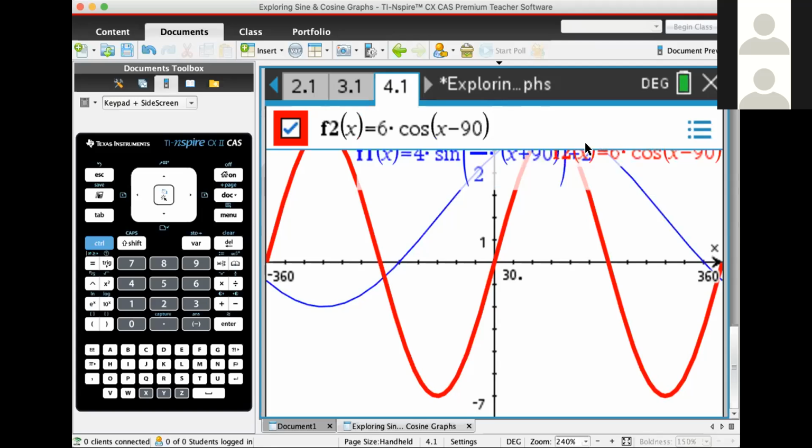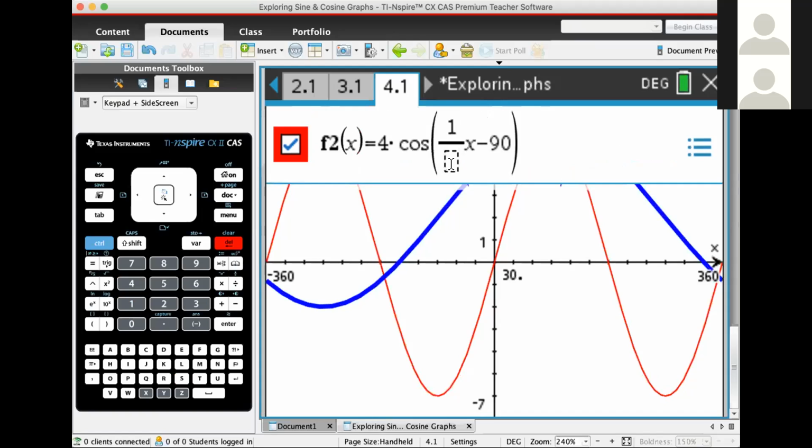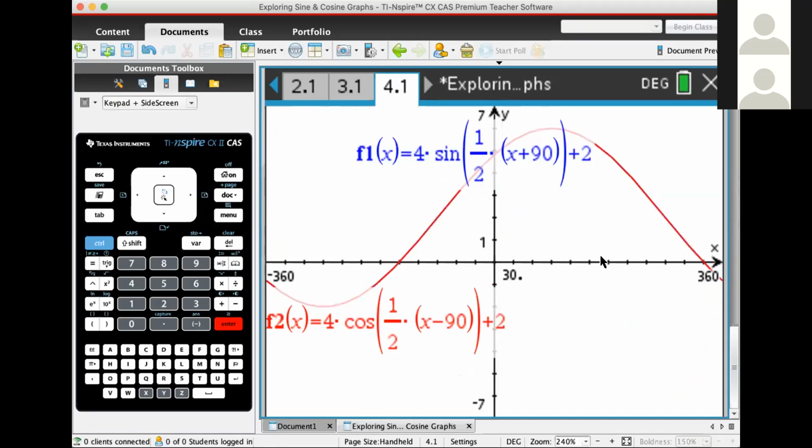And then let's change the cosine graph also. Let's do the same thing here. It's x minus 90 as we want, and let's put a plus 2. And there you go. Matches. That means what we have said today about A, B, C, and D, the C basically being used for shifting and writing sine in terms of cosine, does hold true.